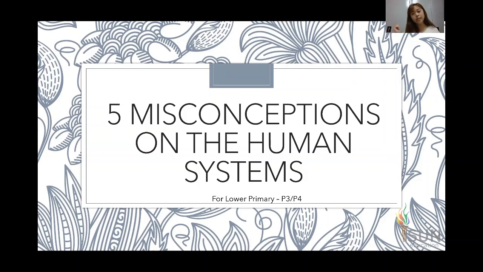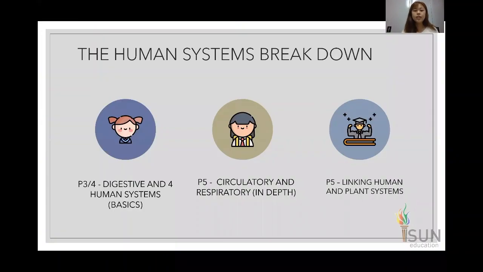Okay, without further ado, let's move on to the next slide. Before I start, I'm going to share the breakdown of the human system syllabus for primary school. In P3 and P4, you will learn about the digestive system and the basics of the four human systems, and go in depth for the digestive system. For P5, we will learn about the circulatory system and the respiratory system, both in depth. In P5, you will also learn about linking the plant system and the human system, how they are similar and how they are different. Okay, so let's move on.